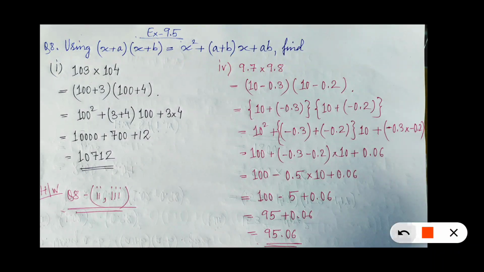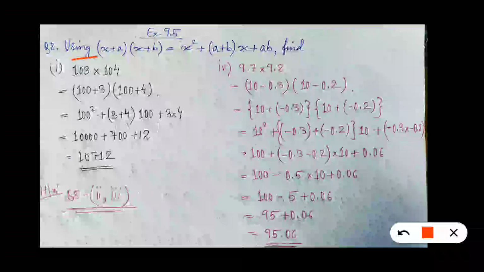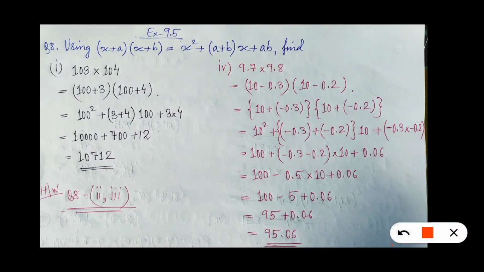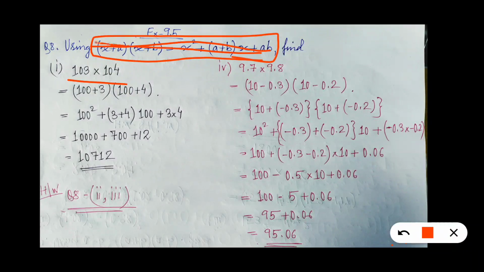As I already told you, I will not be giving you the identity in the exams. You'll have to memorize it. I'll just write: using identity, find this. Now, how will you understand? In this question it has been given that you will use this formula, but in the exam I will not mention this. Then how will you understand which formula to use? I'm going to tell you.